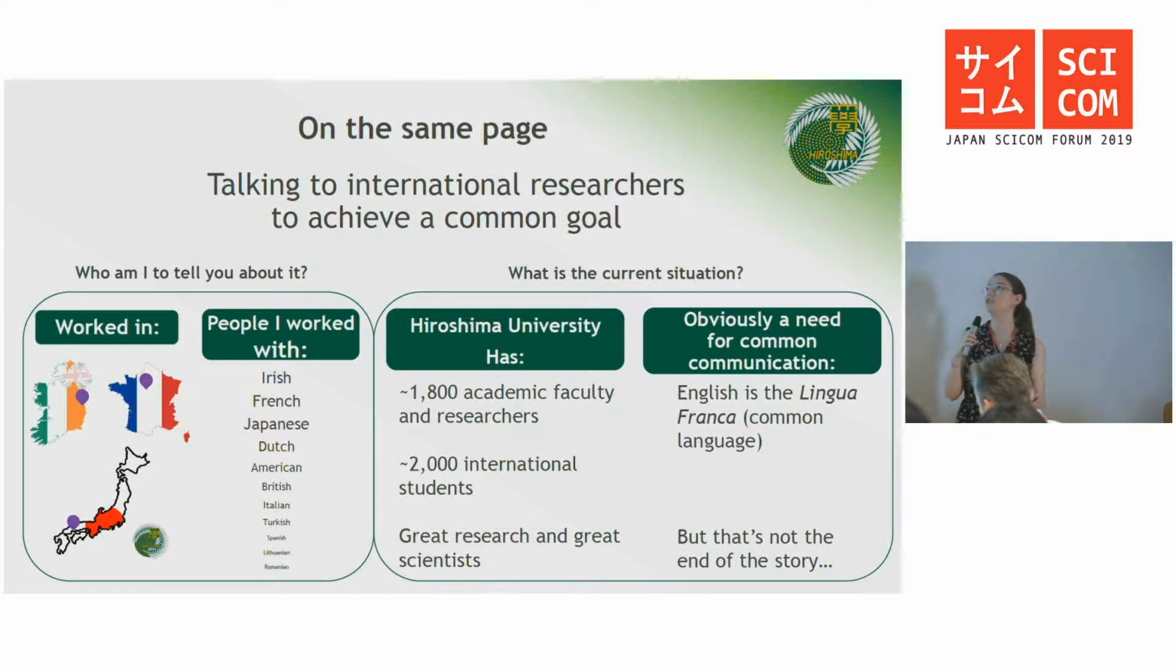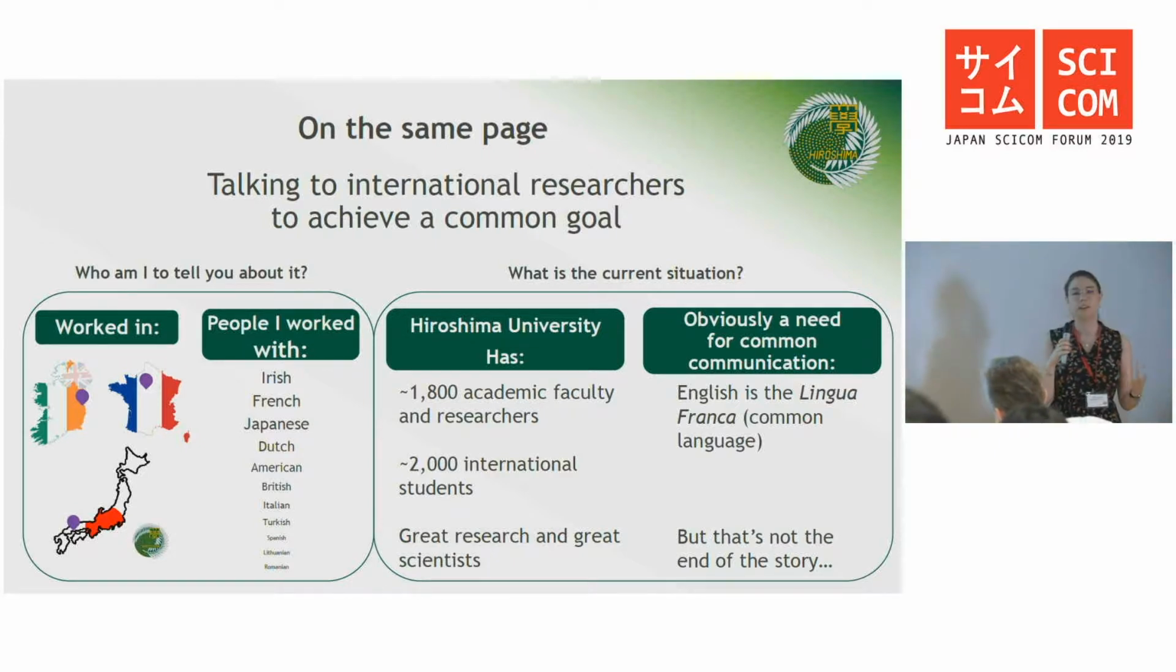So what is the current situation at Hiroshima University? Now, I couldn't find the exact numbers for international researchers, but we have nearly 2,000 academic faculty and researchers, and we have 2,000 international students. So you can kind of put the numbers together there and see that there will be some international researchers that we will have to communicate with. And also at Hiroshima University, we have great research and we have great scientists.